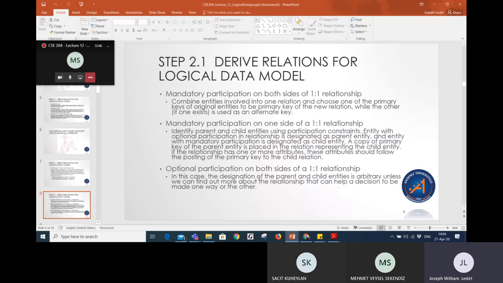Optional participation on both sides. This would be that man-woman married to relationship. Okay. Unless we can find out more about the relationship, right? Then do we put a primary key? Do we put a foreign key on the woman side? Do we put a foreign key on the man side?